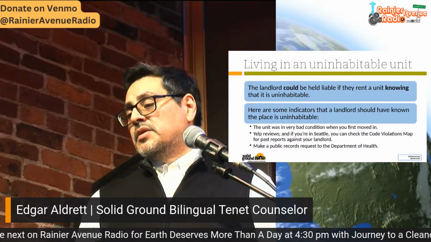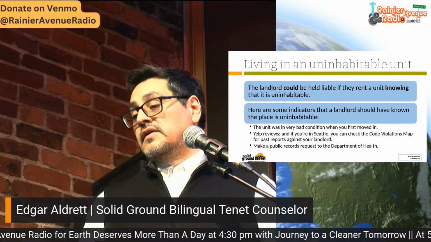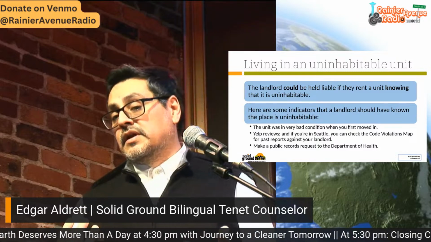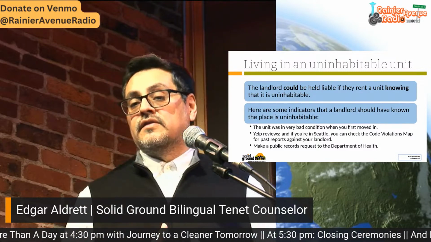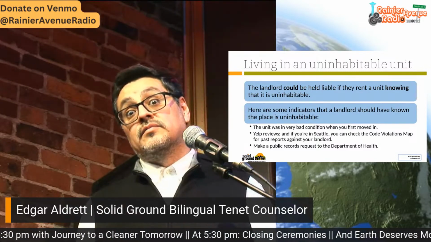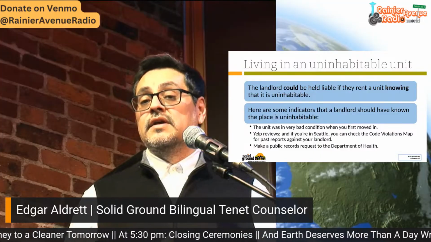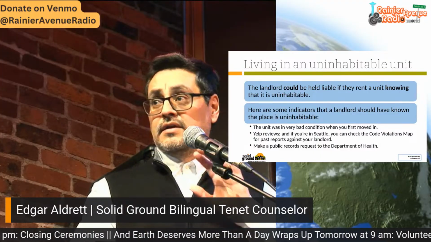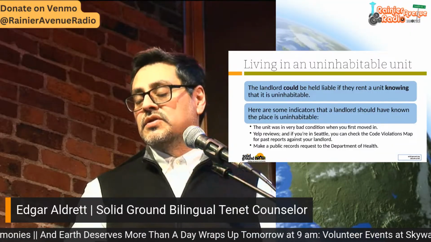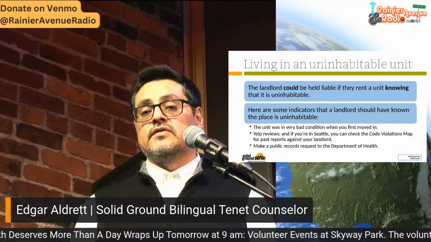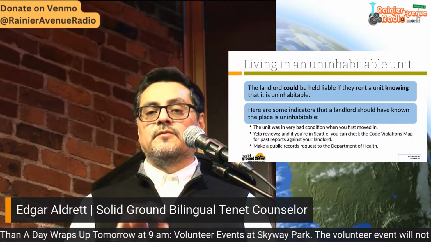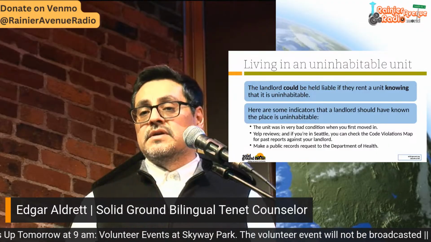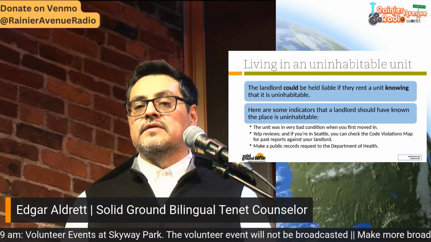Living in an uninhabitable unit, the landlord is definitely liable if they knowingly rented this unit. The best way to find out before you move in is to contact city code enforcement. They will have information on past complaints, especially with mold. I did a search for a tenant yesterday, went to SDCI, looked up the map, and found out the history. They have documents on there showing there have been issues with this house.